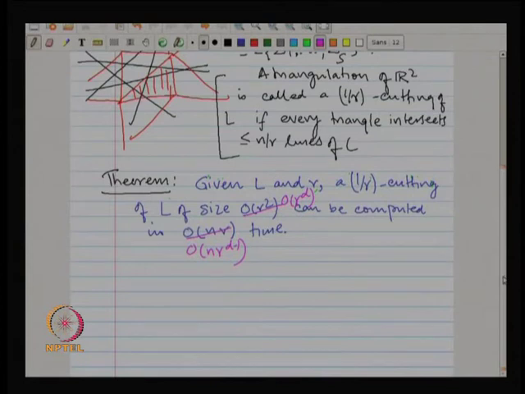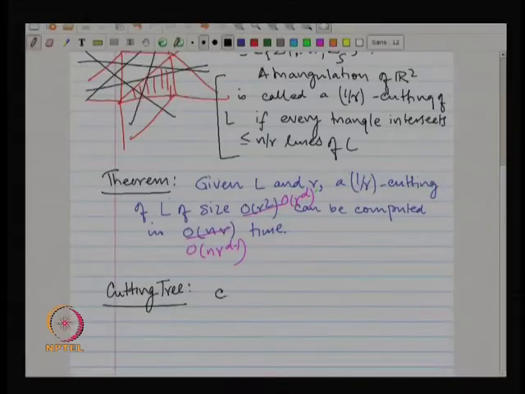Now, why is this result interesting in the context of half plane range counting? For that, I need one more concept, and that I will call the cutting tree data structure. A cutting tree is computing cuttings recursively. So, choose a constant r 0, and what you are going to do is compute the cuttings recursively.